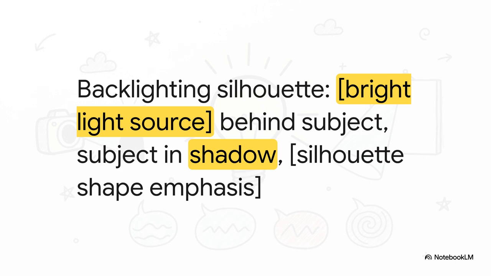You have to be super explicit. Bright light source behind the subject. And make sure you say subject is in shadow. This tells the AI that your goal is actually to hide detail, not to show it.